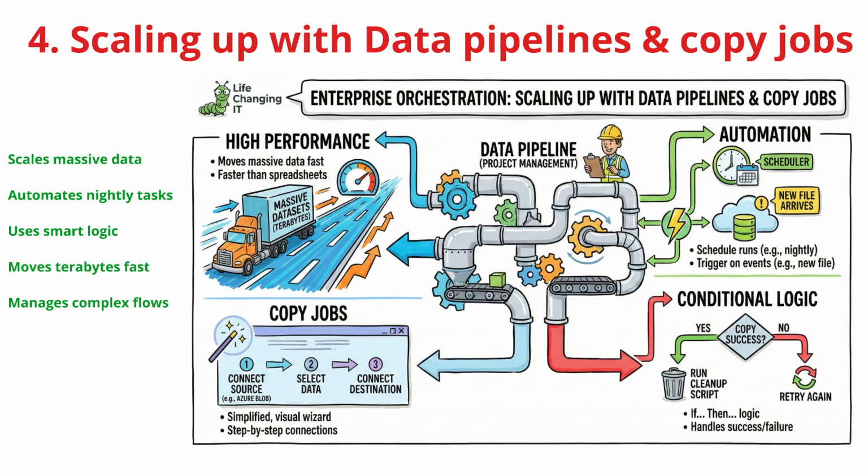This is a friendly visual wizard that walks you through connecting your sources and destinations step by step. But these pipelines aren't just fast, they are smart. They use conditional logic, meaning you can tell them, if this copy fails, try again. Or if it succeeds, run a cleanup script. It is enterprise-grade reliability that anyone can manage.